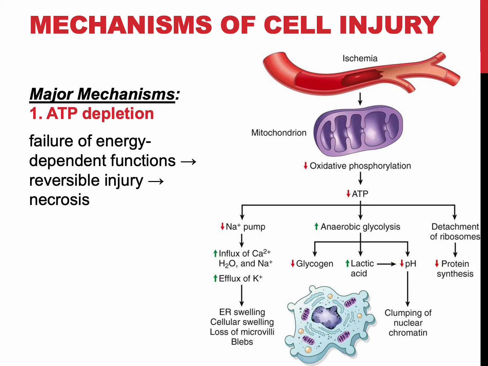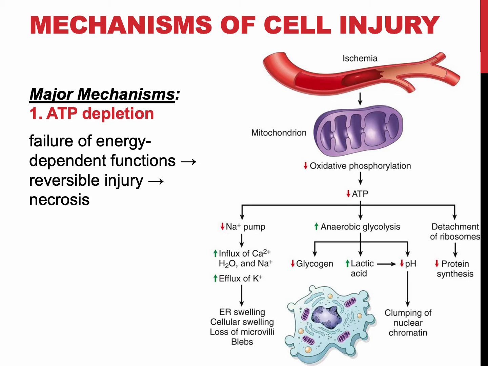As soon as you have decreased ATP in the tissue, multiple systems are going to get affected. So your sodium pump is not going to work well. That's going to cause influx of calcium, influx of sodium within the cell, and that leads to basically cell swelling. So you have swelling of cellular components, creating swelling of the endoplasmic reticulum, swelling of the cell, as well as the creation of blebs and the loss of microvilli. On top of that, the lack of ATP will affect the ribosome. The ribosome will detach, and that will affect overall protein synthesis, which will also be decreased.